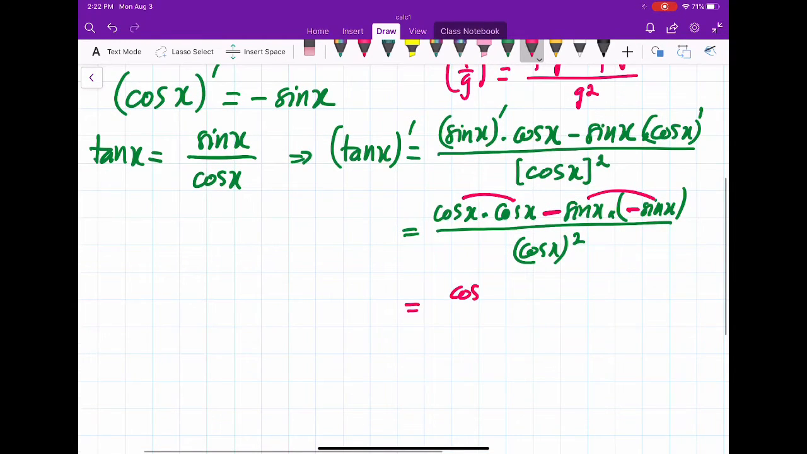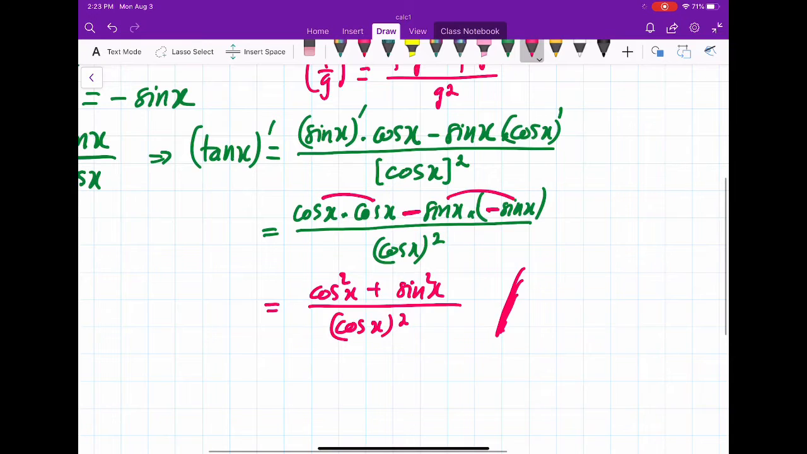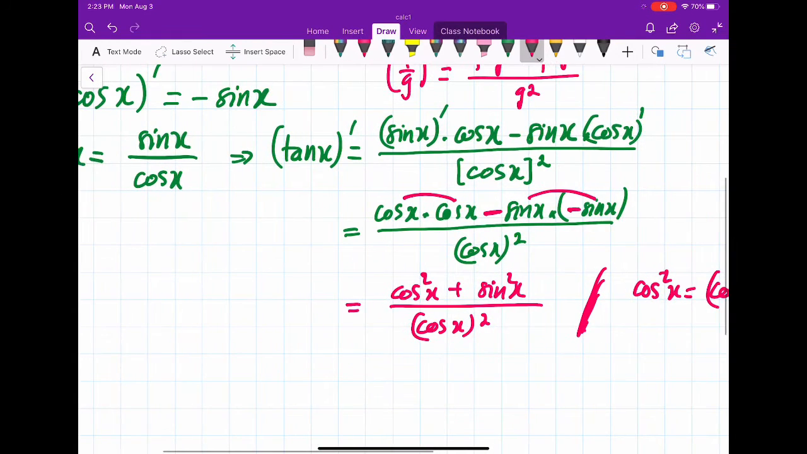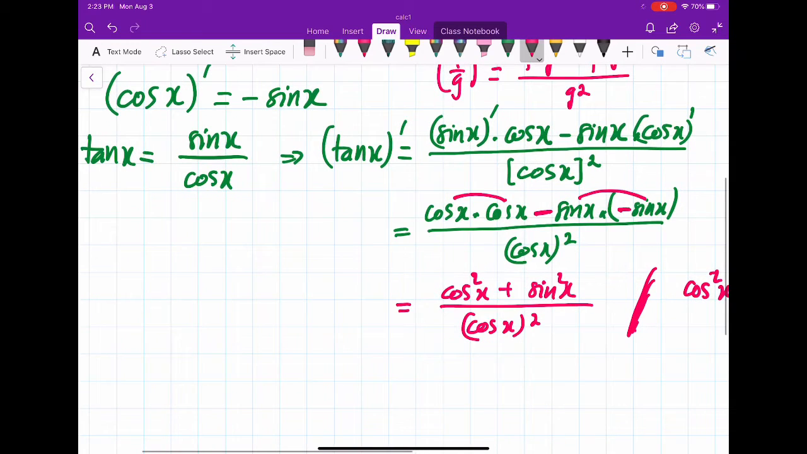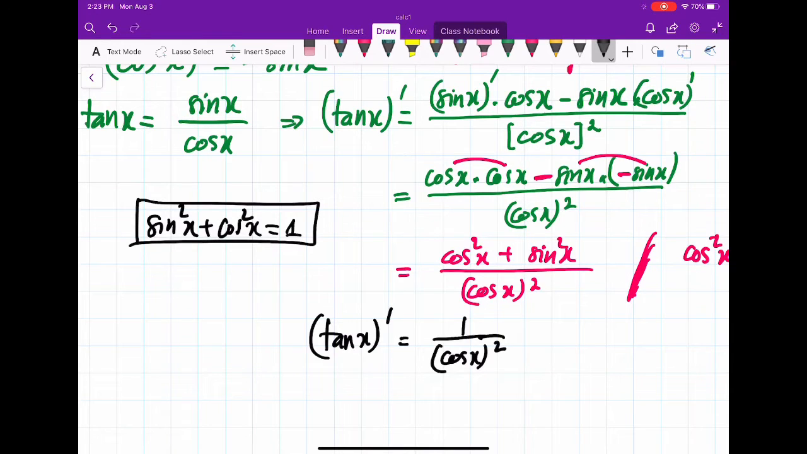That is cosine square x plus sine square x over cosine square x, whatever you want. Let me write here: cosine square x is cosine x, everything squared. That is just notation. All right, so we know that sine square x plus cosine square x is 1. So from here, I get 1 over cosine square x. I write here: the tangent x derivative is 1 over cosine square x.